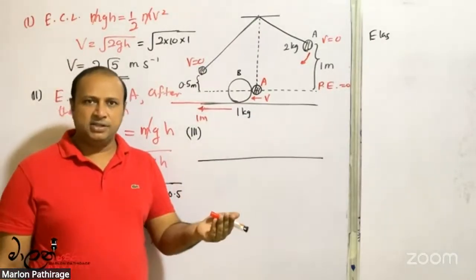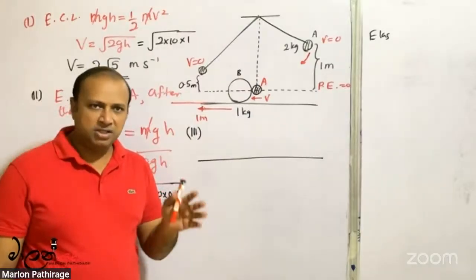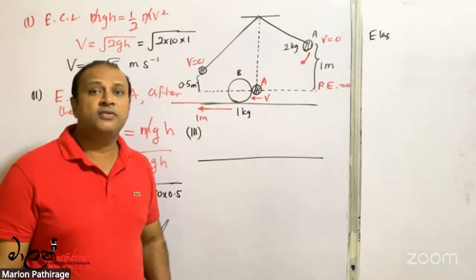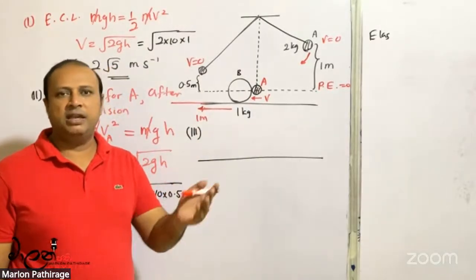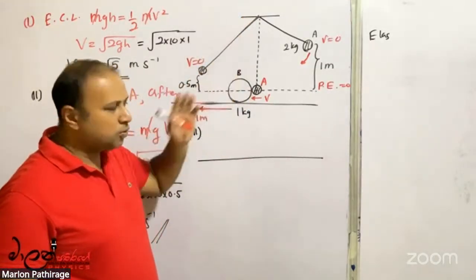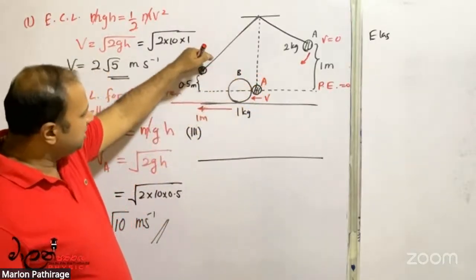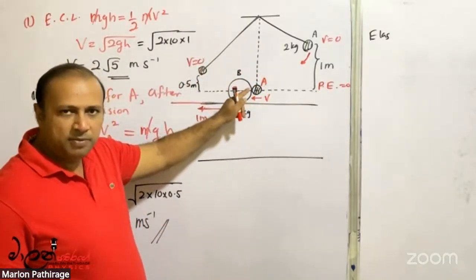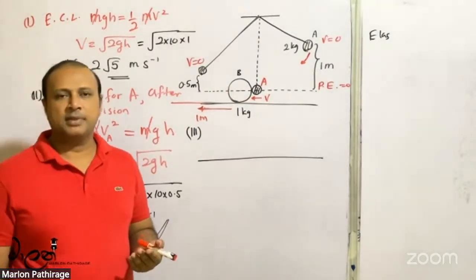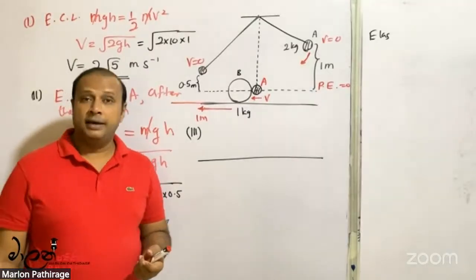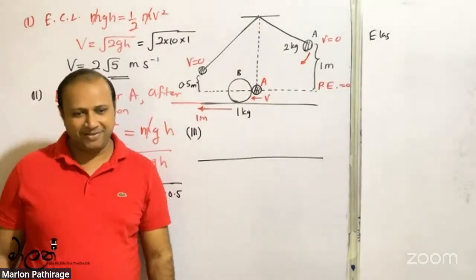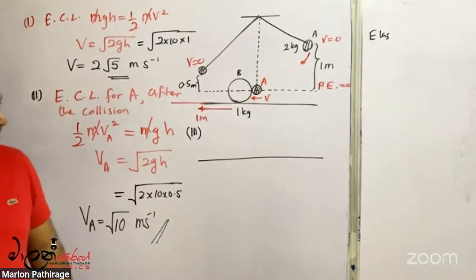If it is an inelastic collision, definitely both objects should move together after the collision. But here, this one is attached to a string. Therefore, this one moves in a circular path and this object moves in a linear path. Therefore, we cannot assume these two objects move together. Okay. Is that clear?